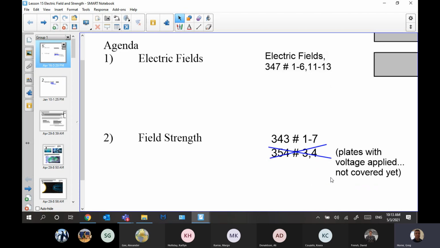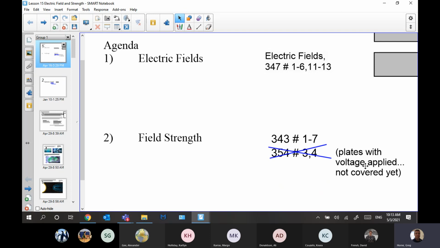So that's 354, 3 and 4 for our parallel plates when a voltage is applied, and we just haven't looked at that part yet. This section we're tackling, the textbook covers a whole bunch of stuff and kind of mishmashes it all together, makes it really confusing to distinguish between things that are unique. So I'm separating it out.